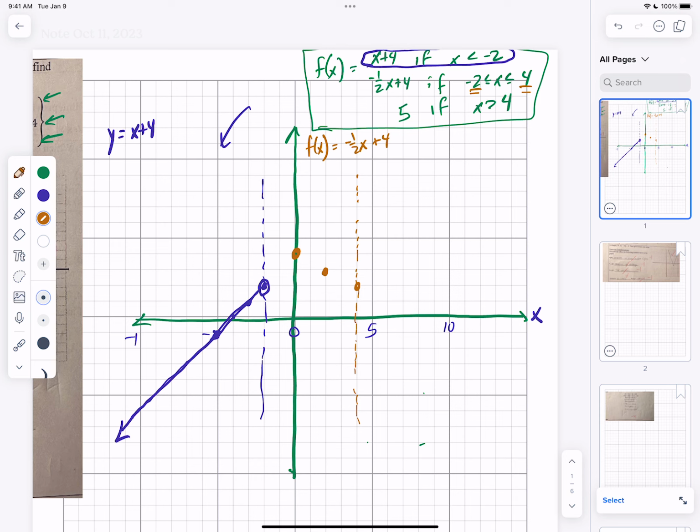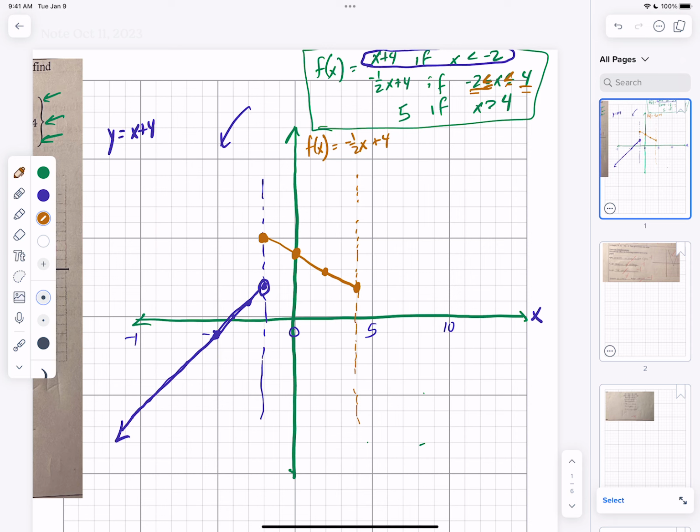And we only want the piece that's in between -2 and 4. So we're going to come like this. And because it's less than or equal to, we include -2 and 4. So we're going to draw a solid dot here and a solid dot here.